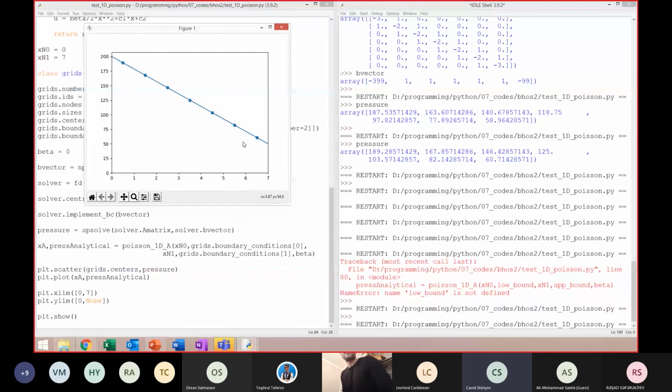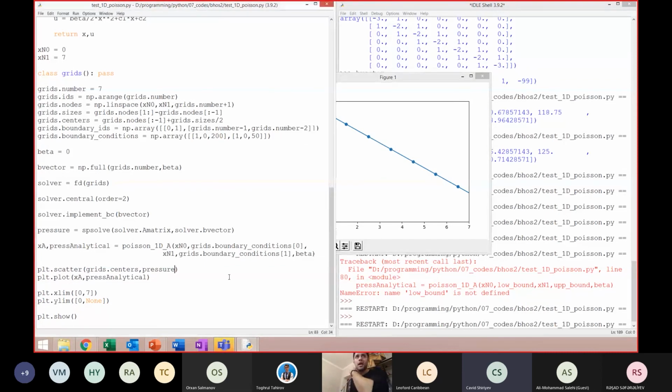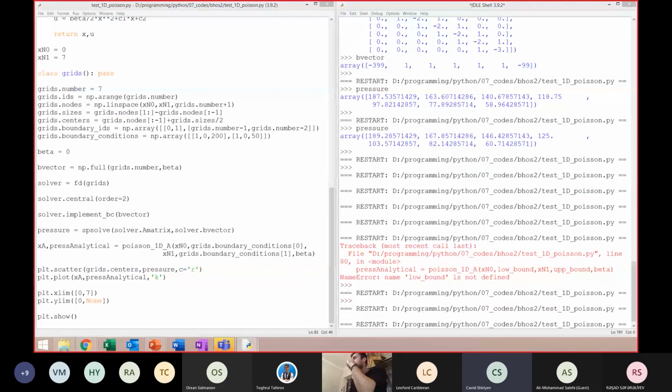Now, let's change the boundary condition. Let's change the color a little bit. I'm going to have the pressure line, the straight line, be black, and my scatter plot I want to be red. Now if I run this again. And I also want to have the labels, because by looking at this plot, I don't understand which axis is representative of what.